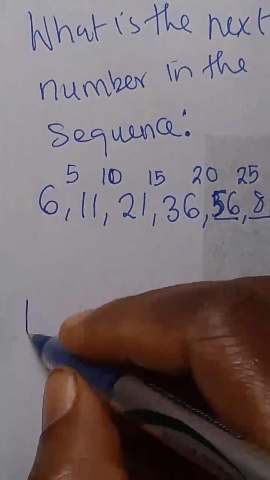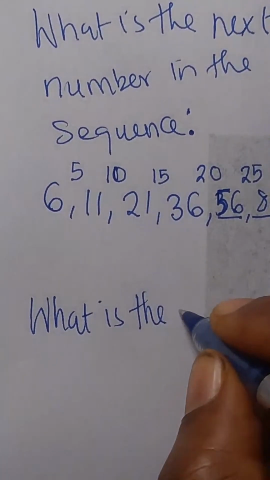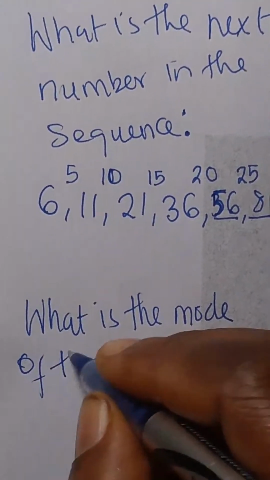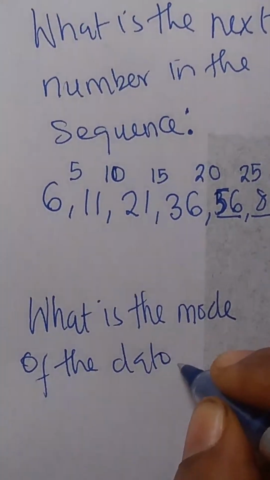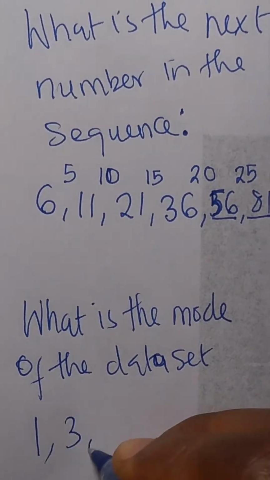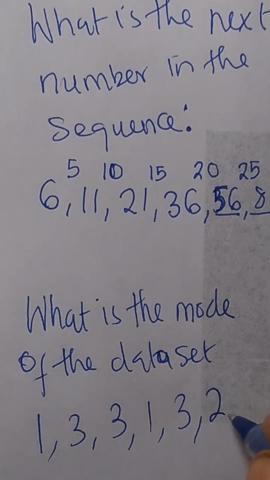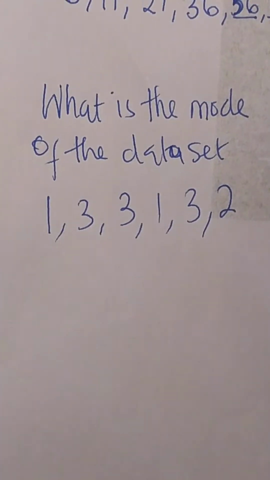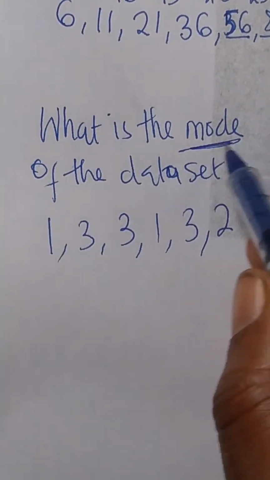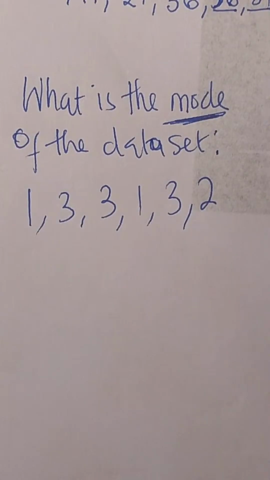So let's go. What is the mode of the data set? The mode of the data set. All right. 1, 3, 3, 1, 3, 2. What is the mode of the data set? 1, 3, 3, 1, 3, 2.